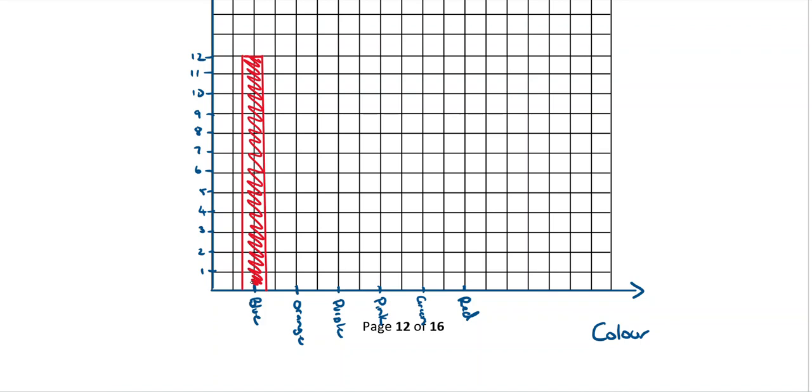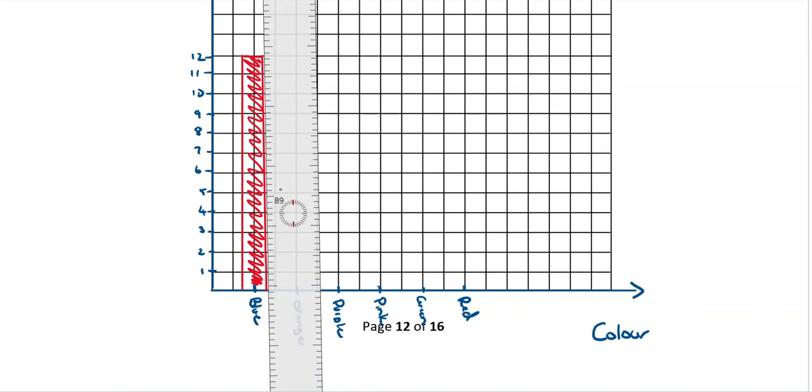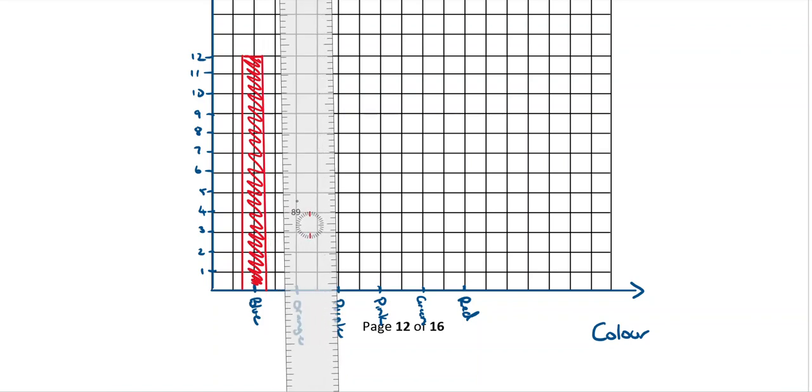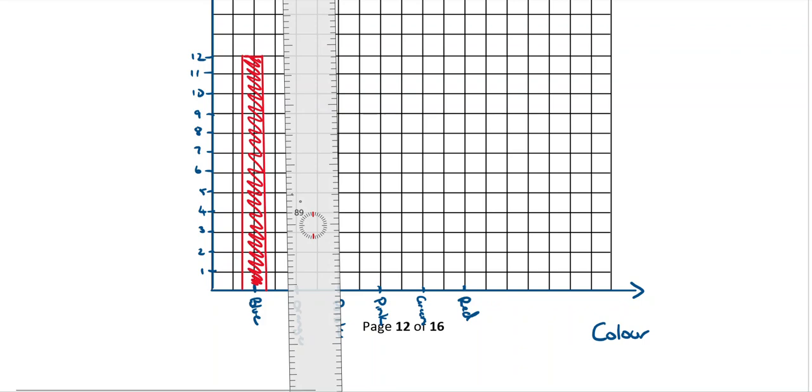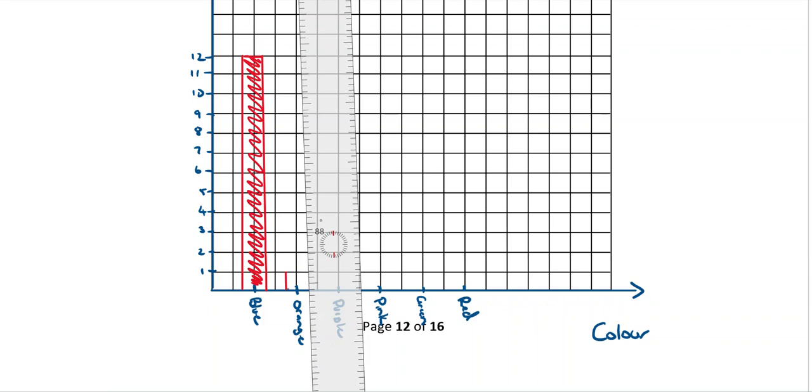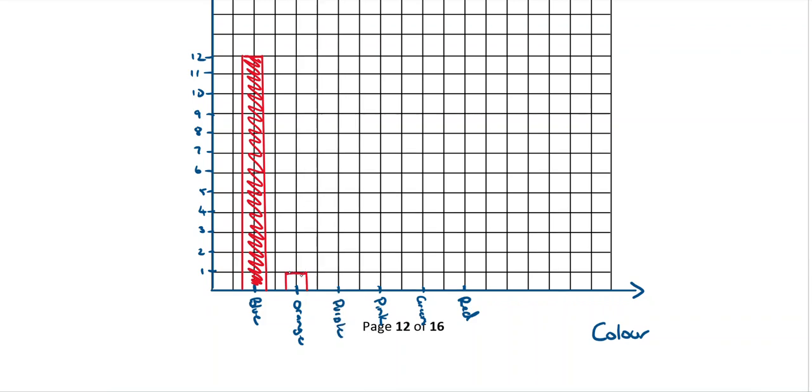Next I go to orange, and there was one person who chose orange, so we go half a space in front of orange, and we just do a little tiny column, half a space in front and half a space behind. Colour it in. There's my one person who likes orange.